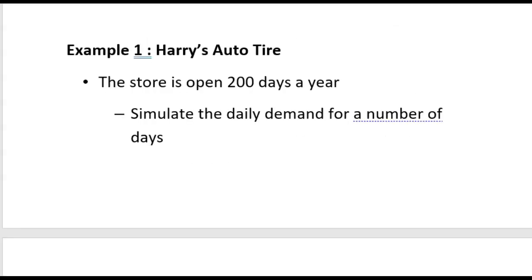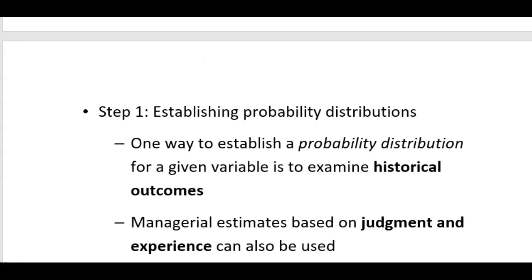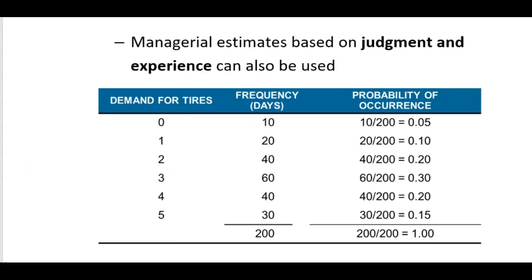Now let's look at this example about Harry's Auto Tire. The store is open 200 days per year, and we want to simulate the daily demand for a number of days. So the first step is to establish the probability distribution. This is based on our historical outcomes, and normally based on judgment and experience. By using it, we can calculate the probability of occurrence or the probability distribution for this variable.